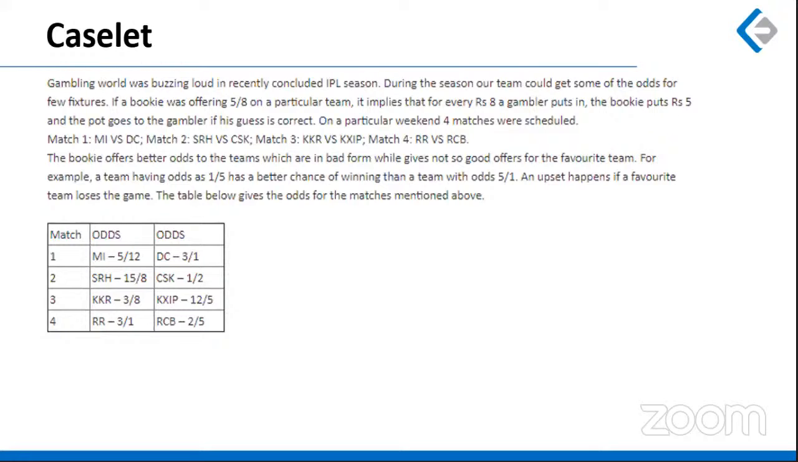And they have beautifully explained the meaning of the odds, like what does MI 5 by 12 mean. So this means that if you bet 12 rupees on MI, you get 5 rupees in return. So in total you get 12 plus 5, 17 rupees once the match is over. So that is the interpretation of the odds. Along with that, there were underdogs and there were favorite teams, which was also explained in the set.